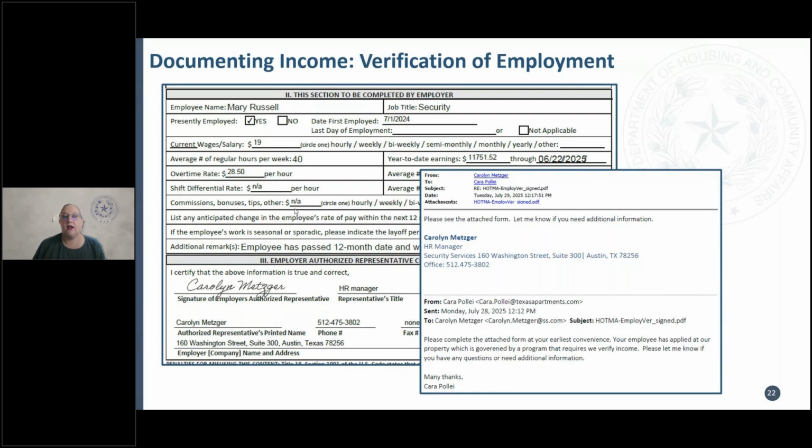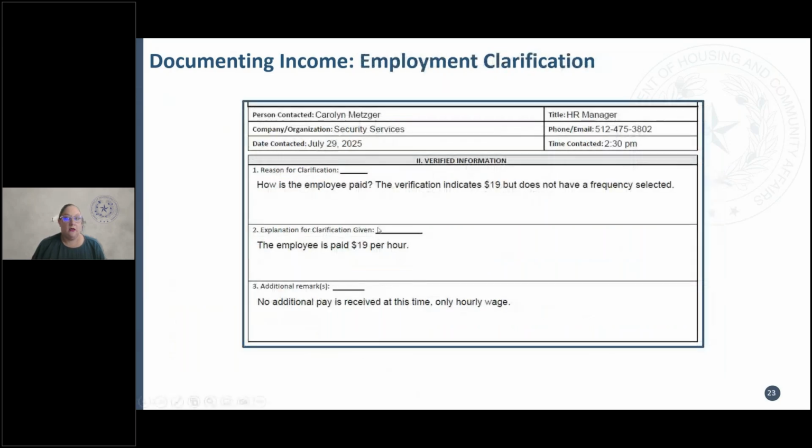So the way to calculate that would have been the 19 times 40 hours. And then if there were any bonuses or anything, those would have needed to be added in. It looks like we had a clarification because the employer didn't say how often she was paid. The clarification is in your whole package that you received, but it does clarify that the 19 is an hourly wage and not monthly or weekly. That's all of the calculations we would have had for income for this household.